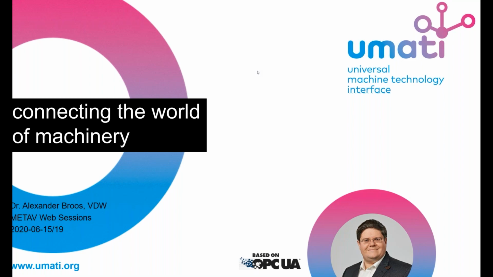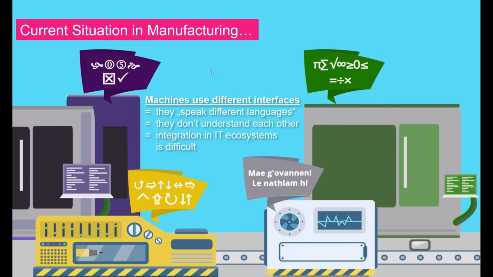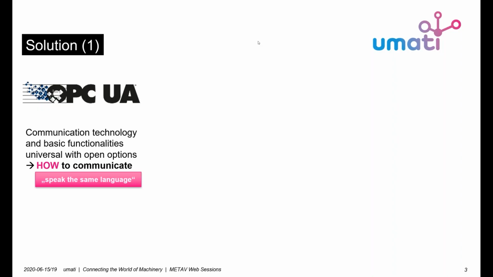And I'm going to start with today's topic of my talk, which is Umati Initiative, Universal Machine Technology Interface, Connecting the World of Machinery. And when you imagine the situation that we have today in manufacturing, that means a lot of machines, a lot of interfaces, and usually those machines will not understand each other because they use different interfaces, they speak different languages. And if you want to integrate them in IT ecosystems, and if you want to do that to have benefit and added value from data, this is getting really difficult because you need an adapter for every individual interface. So what is the solution to overcome that?